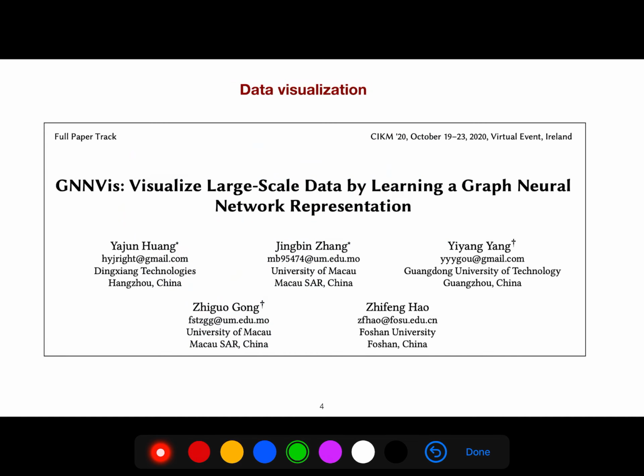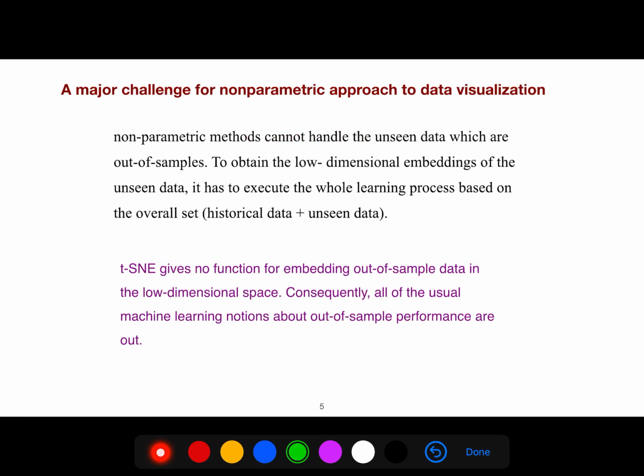And for data visualization, if you combine the graph neural network with the problem of visualization, for example, using a t-SNE loss, if you combine it with any graph neural network such as GNNVis, which is also like a graph attention network, then you can visualize really high-dimensional data. And a major challenge for a non-parametric approach is that they cannot really handle unseen data.